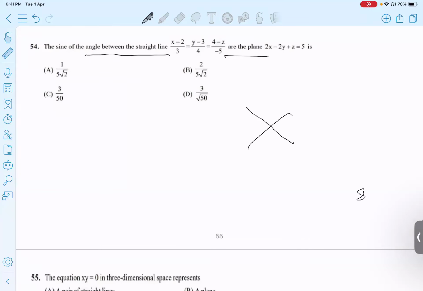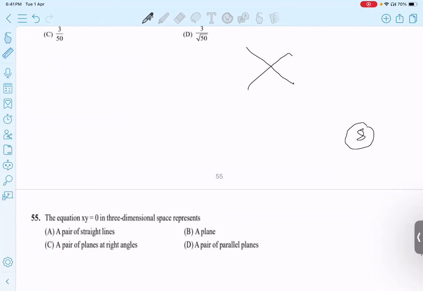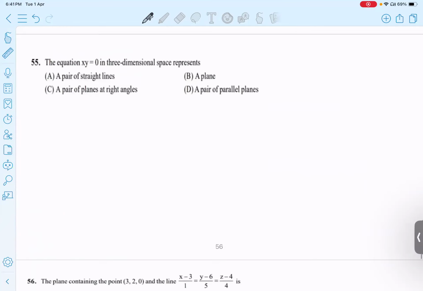You will get 8 questions from both vectors and 3D, because vectors and 3D are chapters which will go hand in hand. Okay, you will get 8 questions. This year, there will not be many out of syllabus questions. Now, moving on to the next one.